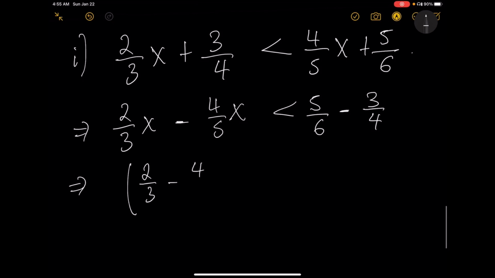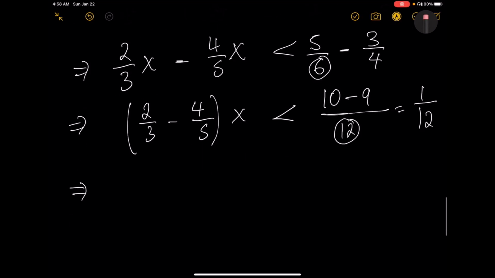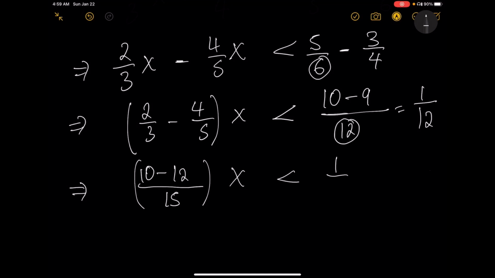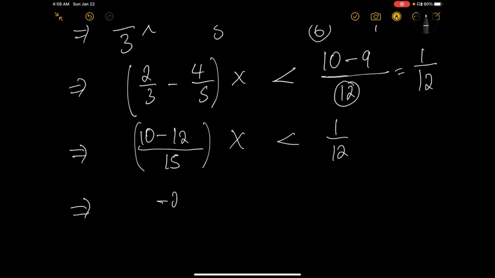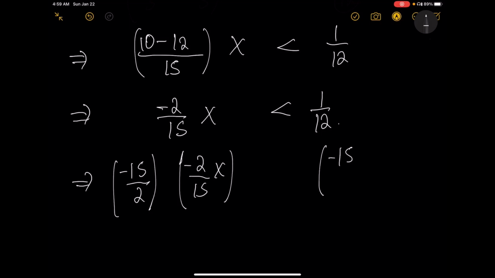On the right side, the least common multiple of 6 and 4 is 12, which gives 1 over 12. Then for the left, the least common multiple of 3 and 5 is what we take, which is 15. So x is less than 1 over 12, which implies that 10 minus 12, that is negative 2 over 15 x, is less than 1 over 12. Then what do we multiply both sides by? Negative 15 over 2. Negative 2 over 15 x becomes x, and we multiply both sides by negative 15 over 2 times 1 over 12.